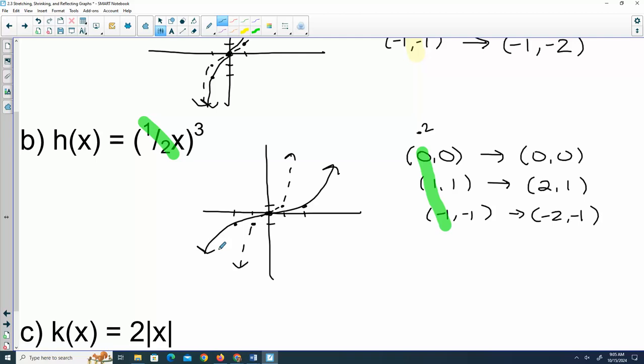So this one was a horizontal stretch. You took that original graph and you stretched it sideways, which caused it to kind of flatten a little bit and get wider.